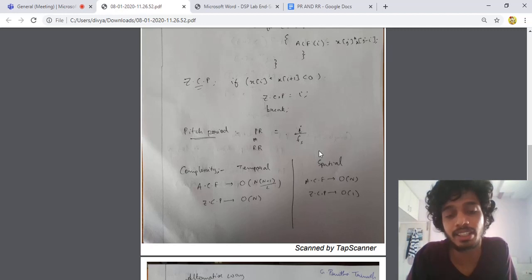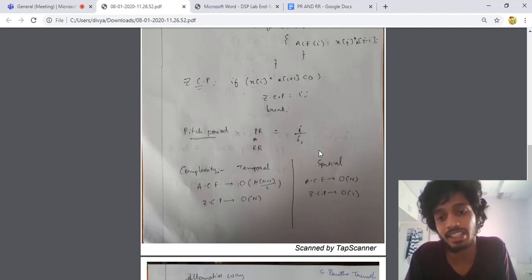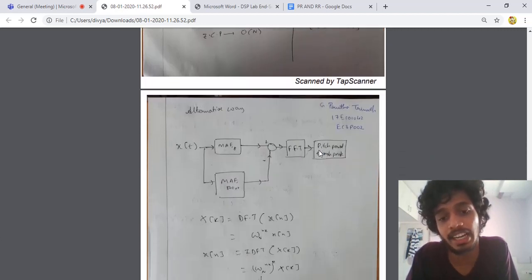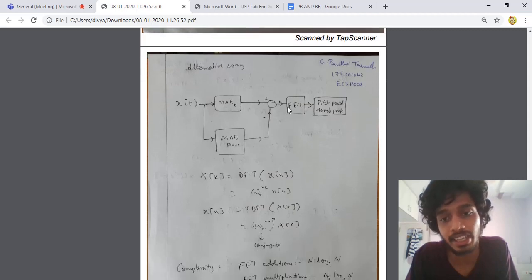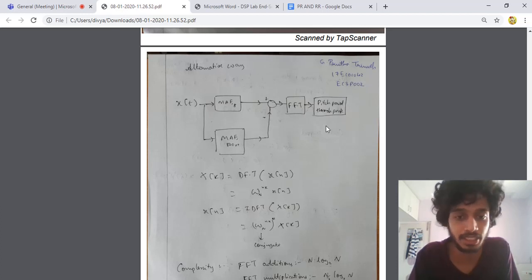So in this way, this is one of the ways in which we can estimate the pulse rate and respiratory rate by finding the pitch period. Pulse rate is nothing but the inverse of the period. Now one alternate way is using FFT followed by pitch period estimation through the peak.